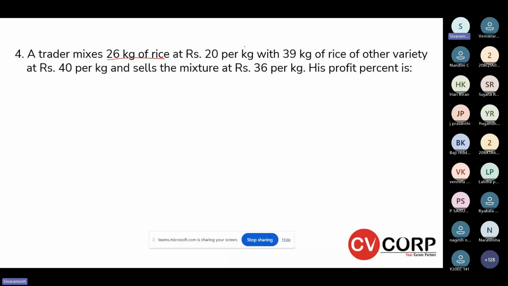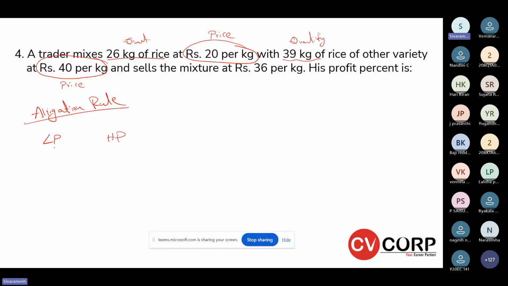See here, they're talking about the quantity, or we can also say the ratio, and this is the price. Again, they're talking about quantity, and this 40 rupees per kg is the price, meaning per kg 40 rupees. We already know the alligation rule. What the alligation rule says is, if we have one lower price value and one higher price value and we mix both, we get one medium price value. So you will get the ratio. Let's say x is to y is the ratio. This is what the alligation rule says.